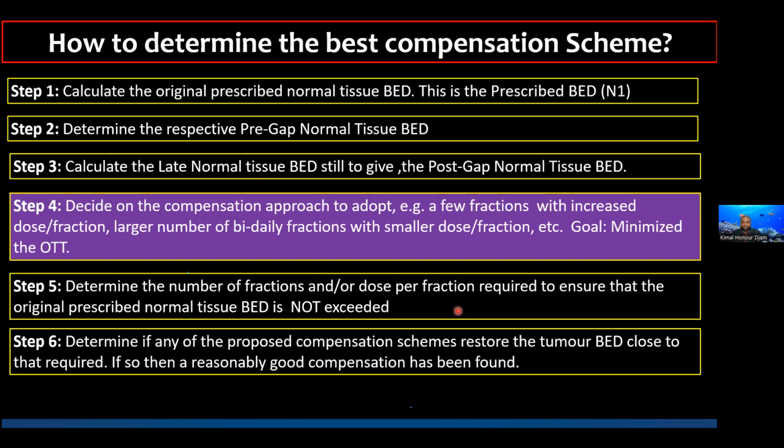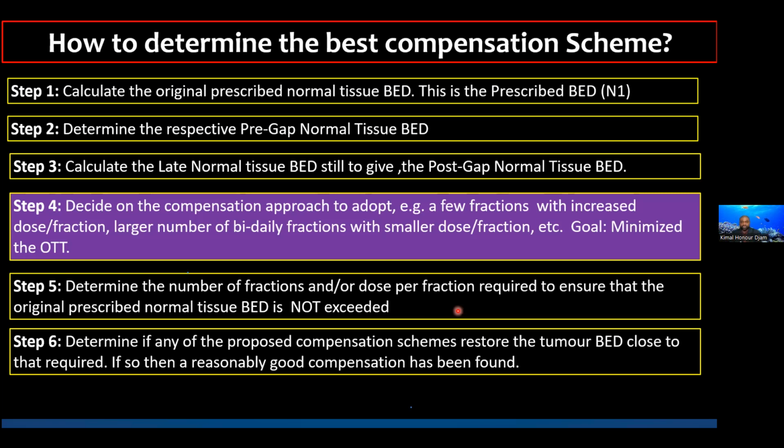Now, the very first step is to calculate the original prescribed normal tissue BED, what I call initially the prescribed BED. Once we determine that, once the gap occurs, the next step would be for us to calculate the pre-gap BED. Once we calculate the originally prescribed BED and the pre-gap BED, the next step really would be for us to review the treatment options. In other words, we will determine the post-gap BED or the remaining BED to be delivered.